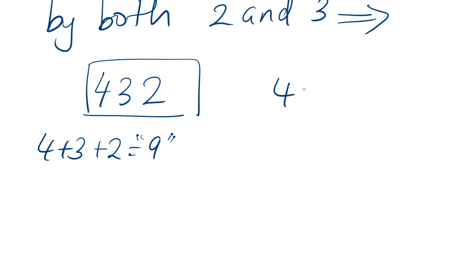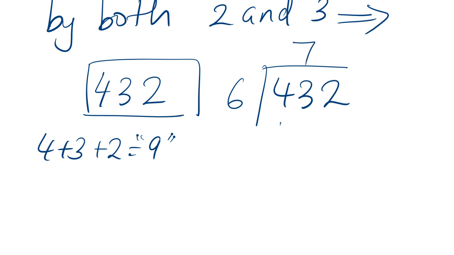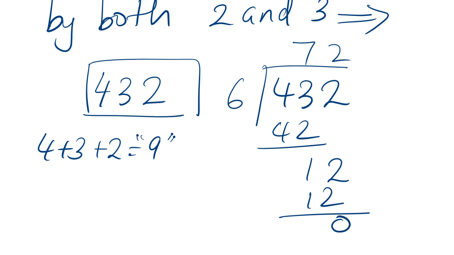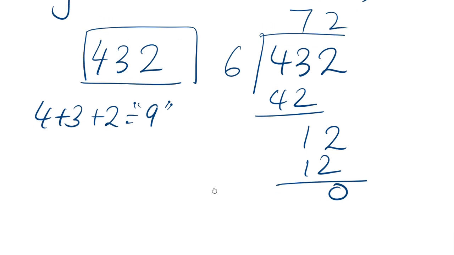We can check. 432 divided by 6. 6 times 7, 42. 43 minus 42, 1. Bring down the next digit 2. So 6 times 2, 12. So remainder 0. That means this number is divisible by 6.